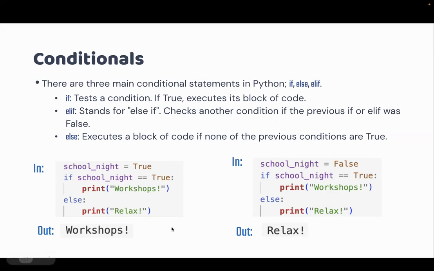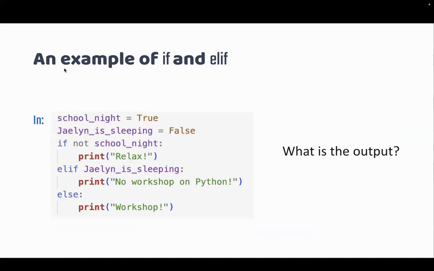So for example, we have here, we're setting school_night equal to True. And when we check if school_night equals True, it will simply print out workshops. And if we set school_night equal to False, when we check the if statement, it is not true over here. So this statement is not being executed, and we will go to the else and print relax.